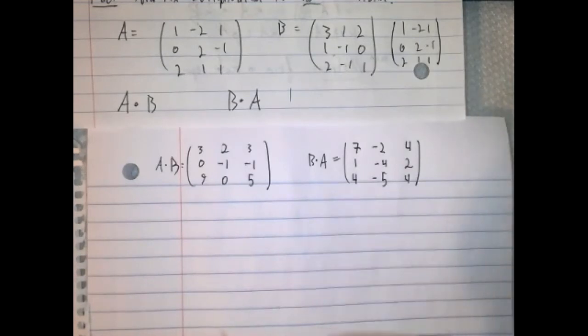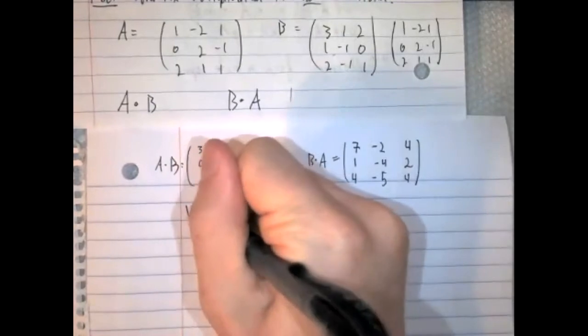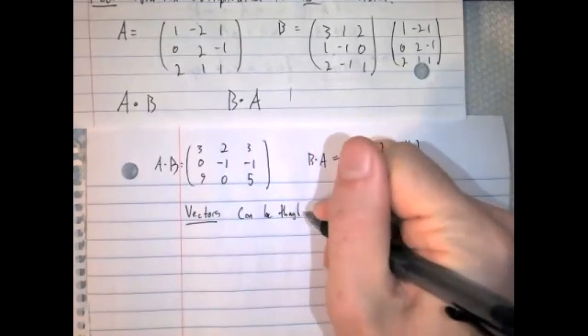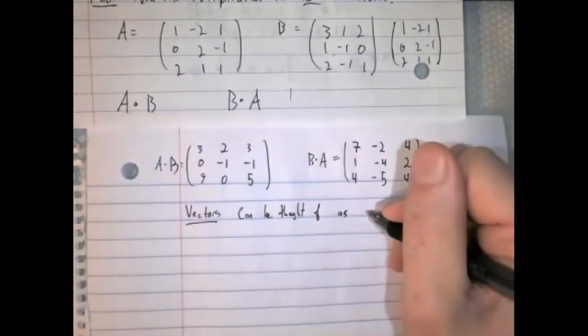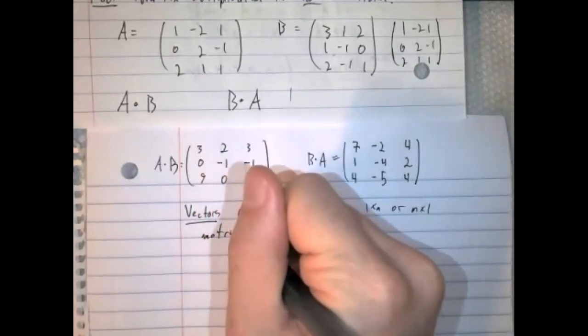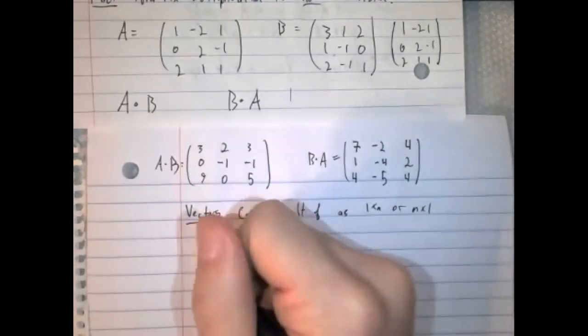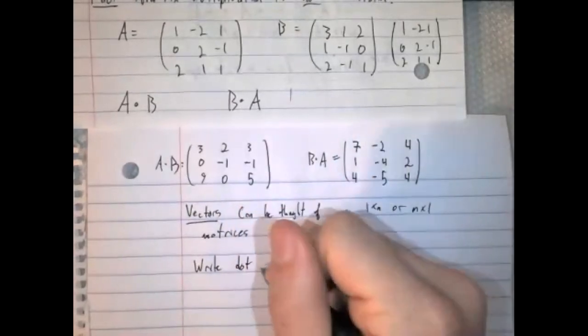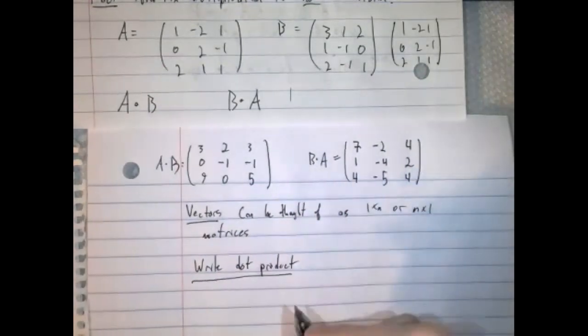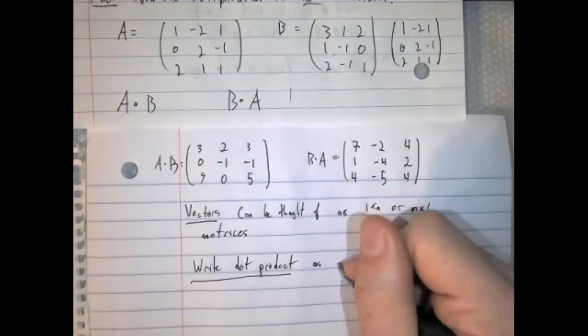Okay. So now let me kind of tie this back in. Vectors can be thought of as either 1 by n or n by 1 matrices. So I want to bring up two things here. So first of all, we can write the dot product as a product. So write the dot product as a multiplication of matrices.